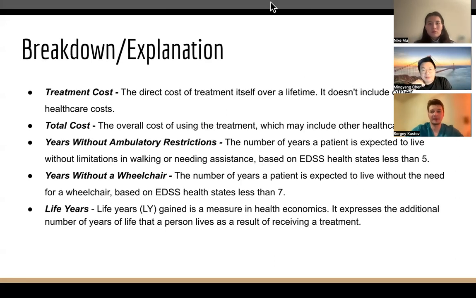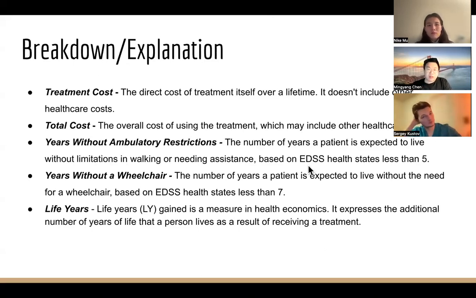Thank you. I will explain the column headings and the acronyms. The first is the treatment costs. That means the direct cost of the treatment itself over a lifetime. It doesn't include other healthcare costs. And the next is the total cost. That means the overall cost of using the treatment, which may include other healthcare costs.